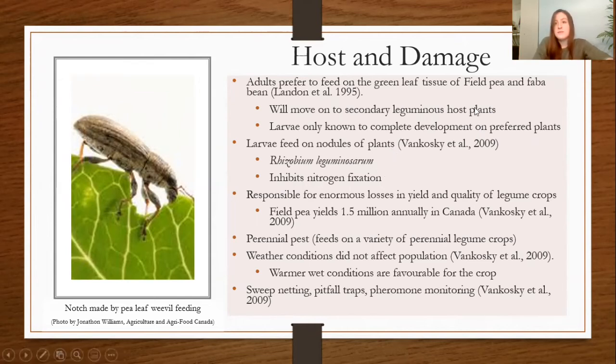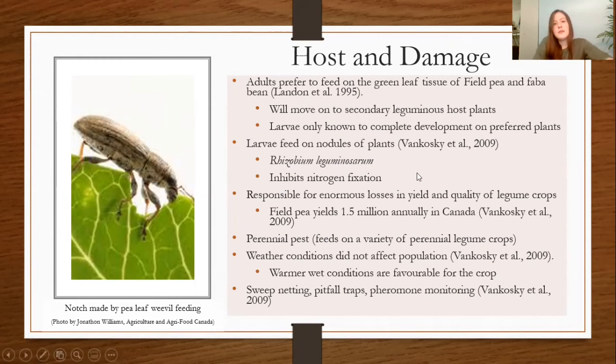Plants, specifically field pea and faba bean, which I'll be talking about, have a symbiotic relationship with a nitrogen fixing bacteria that will help the plants fix nitrogen, which they need for growth, and the larvae feed on this. This is actually way worse for the plant than just feeding on the leaves because by doing this, they inhibit nitrogen fixation, and that results in an enormous loss in yield and quality of the crops that they feed on.